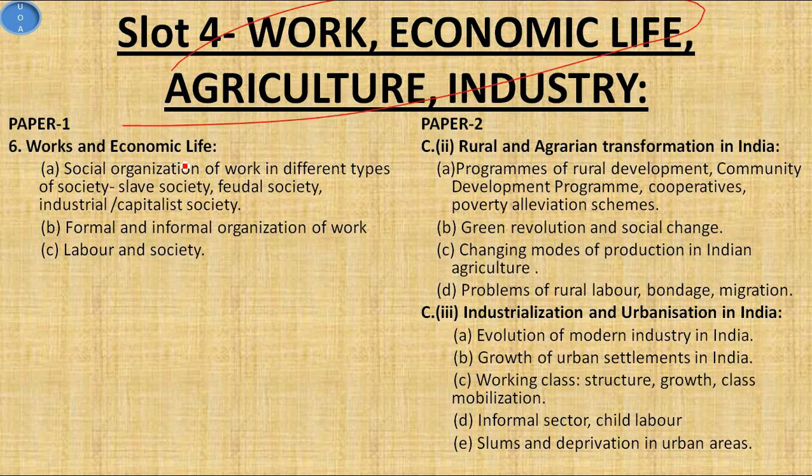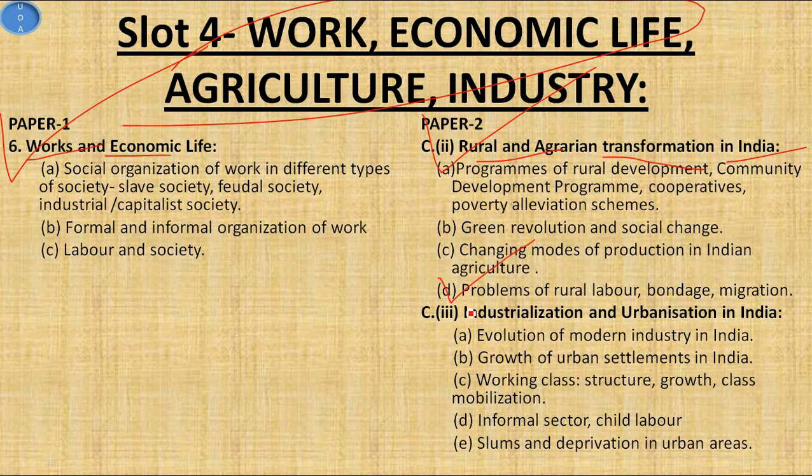So friends, as you know, we are covering slot 4, that is work, economic life, agriculture and industry. In paper 1 we have already finished topic 6, that is work and economic life. And in this paper 2 we are covering rural and agrarian transformation in India, and by finishing this video we are also going to complete the rural and agrarian transformation in India.